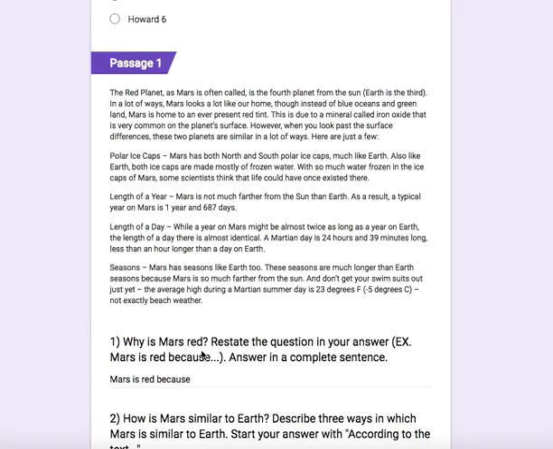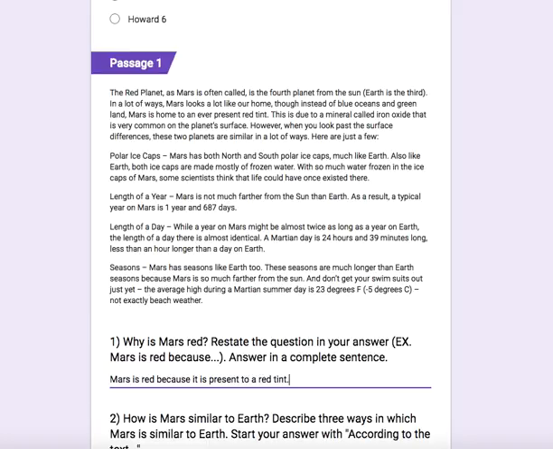So why is Mars red? I'm going to read passage 1 and I'm going to look for an answer to why Mars is red. The red planet, as Mars is often called, is the fourth planet from the sun. Earth is the third. In a lot of ways, Mars looks a lot like our home, though instead of blue oceans and green land, Mars is home to an ever-present red tint. Huh, I see the word red. And many of us stopped here. We said Mars is red because it is present to a red tint.